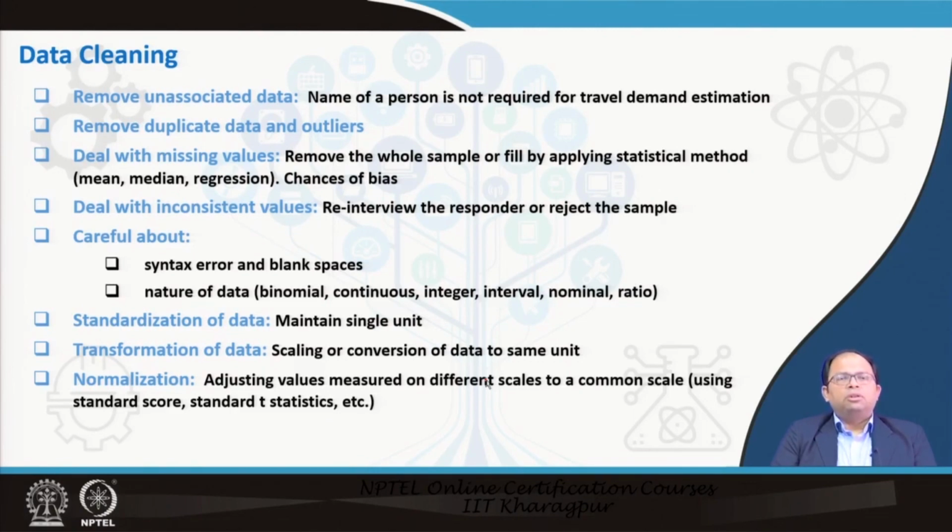And finally, we can also normalize the data. That means adjusting values when we are using data of different scales. We can bring it to the same format by normalizing it. What it means is adjusting values measured on different scales to a common scale, and this could be done using standard scores, standard t-statistics, and so on. So these are the different ways we can achieve data cleaning.